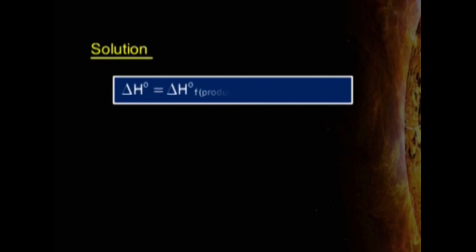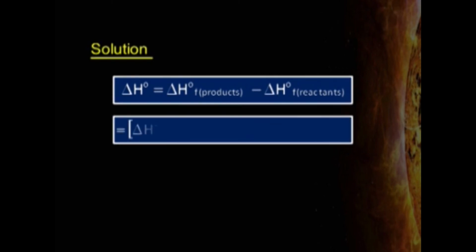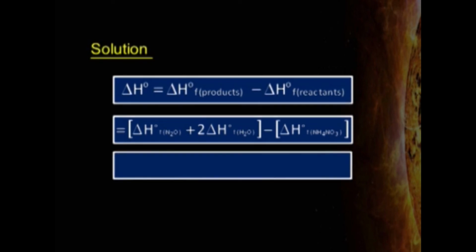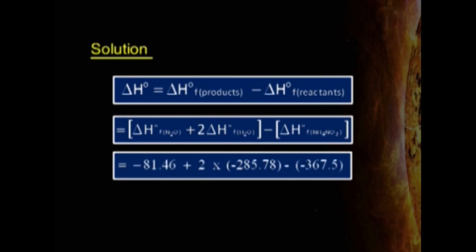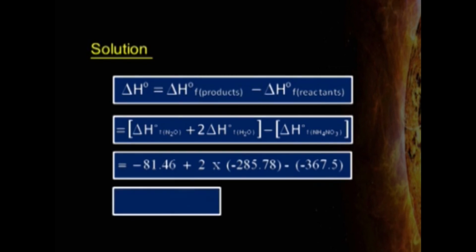Delta H naught will be equal to delta H naught formation of products minus delta H naught formation of reactants. Therefore, delta H naught of the reaction will be equal to delta H naught formation of N2O plus 2 into delta H naught formation of H2O, minus delta H naught formation of ammonium nitrate, that is NH4NO3, which is equal to 81.46 plus 2 into minus 285.78, minus 367.5, equal to minus 122.56 kilojoules.